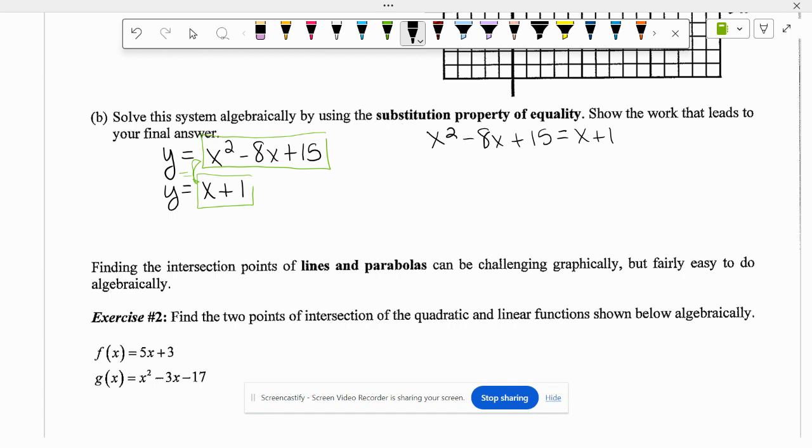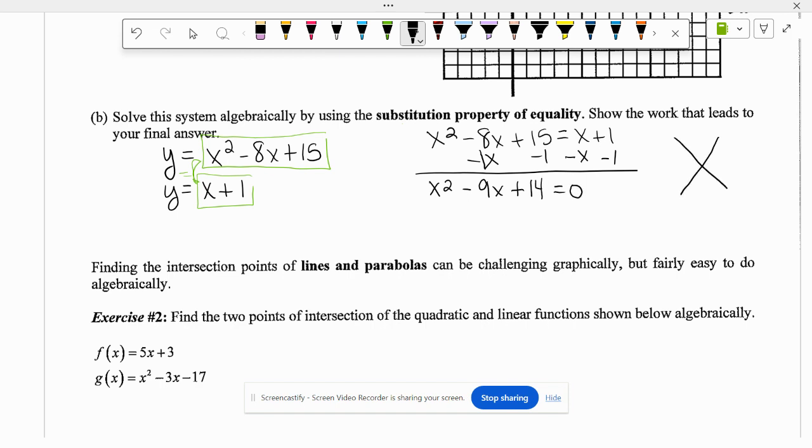How do you solve a quadratic equation? I'll ask that again since we should all know that. How do I solve a quadratic? I have to set it equal to 0 first. So I have to subtract x and subtract 1 from both sides. When I do that, I have x squared, a negative 8x and a negative 1x give me a negative 9x, plus 15 minus 1 is 14, equals 0.